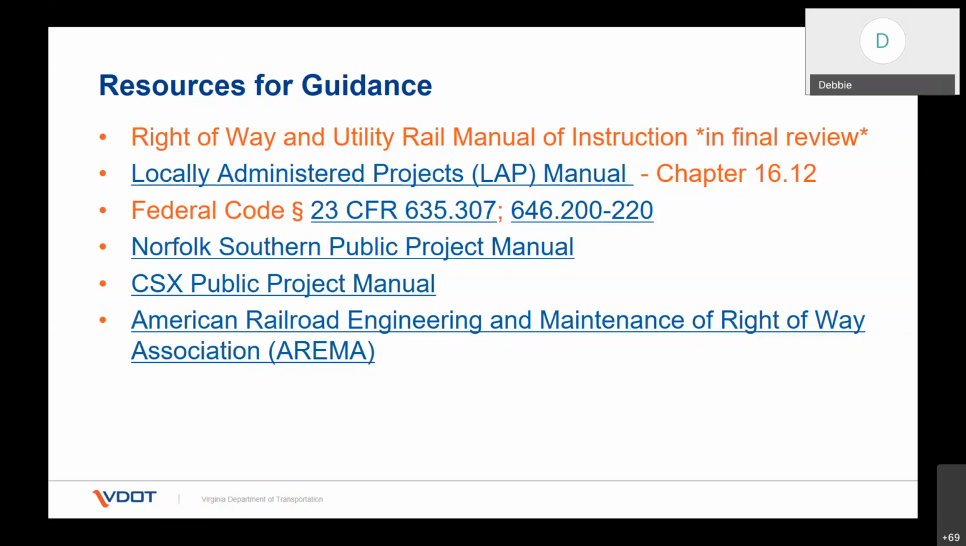Of course, you have the Norfolk Southern Public Project Manual. Norfolk Southern and CSX are Class 1 railroads, so there's a project manual on their website. Our short lines will refer to either Norfolk Southern's Public Project Manual or CSX. When you contact the short line, they'll tell you which one they'll be working under. They do not have a public projects manual. And then, of course, there's AREMA, the American Railway Engineering and Maintenance-of-Way Association. That's another source that gives you a wealth of information when working around railroads.